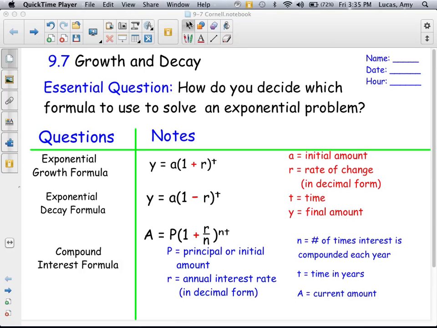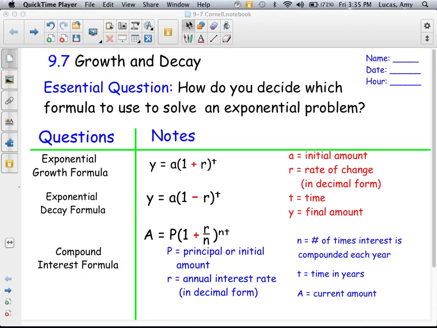The exponential decay formula, you may notice, looks exactly like the exponential growth formula, except the plus in red has been changed to a minus, because decay means that something is decreasing or going down in value, so the rate is going to be subtracted instead of added onto the 1. The rest of the formula and what the variables represent are the same.